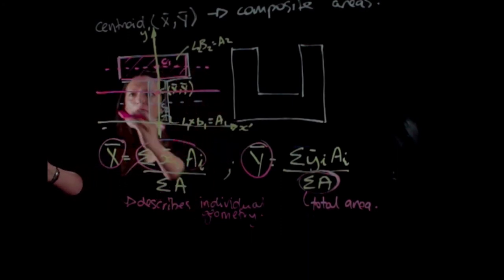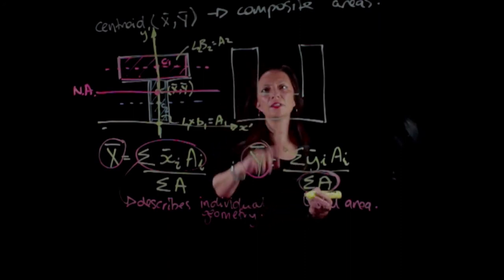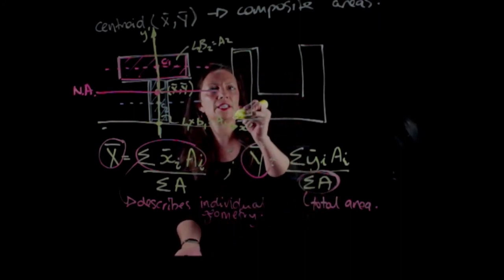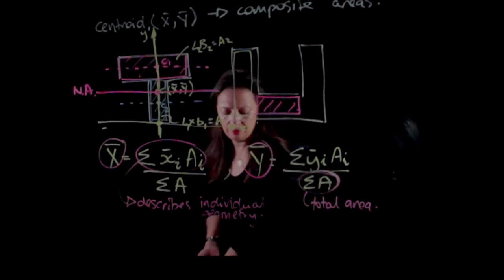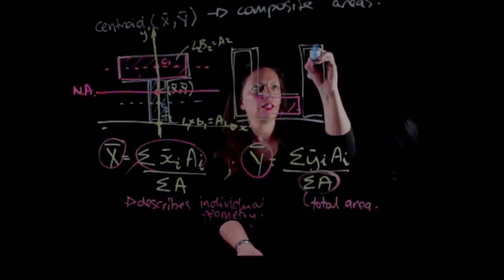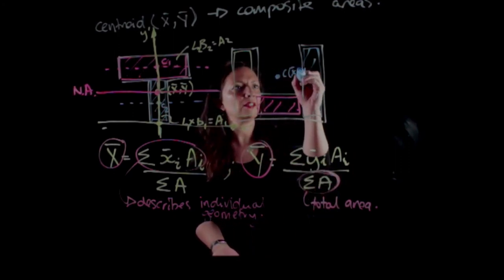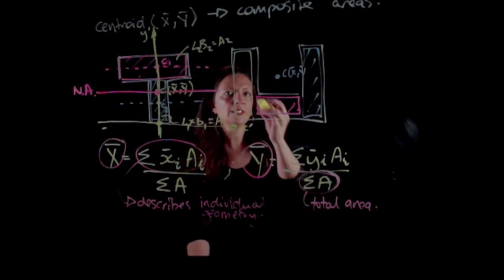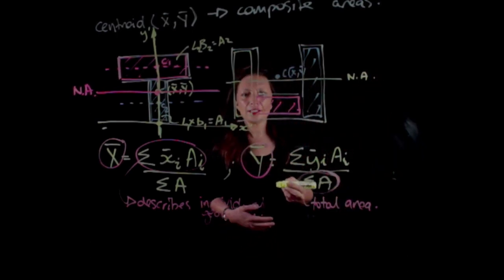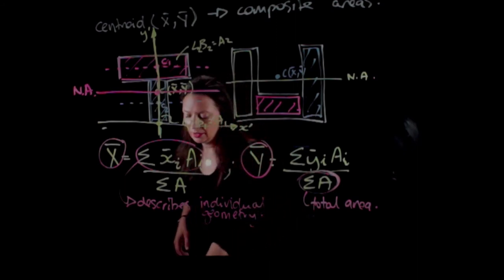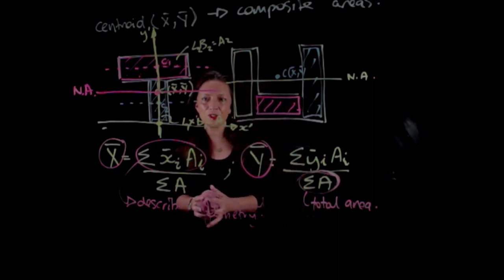And what passes through my centroid? My neutral axis. So if we take a look at this composite area, we can also break that down into different simple geometry. And our centroid will be somewhere in here. And once again, our neutral axis will pass through the centre of the centroid. Okay, so let's take a look at a quick example and see if we can calculate the centroid of a composite area.